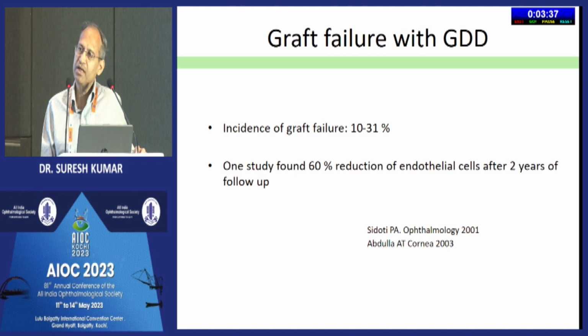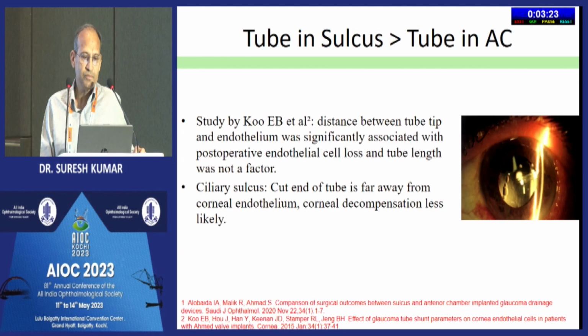Graft failure has been found to the tune of 10 to 31% in these eyes. And one study found that there is a 60% reduction of endothelial cells within 2 years after the surgery, which is a very serious issue. One study found that the distance between the tube tip and the endothelium was the most important risk factor for damaging the endothelium. And logically, if we keep the tip of the tube away from the endothelium, it will be protective for the endothelium.